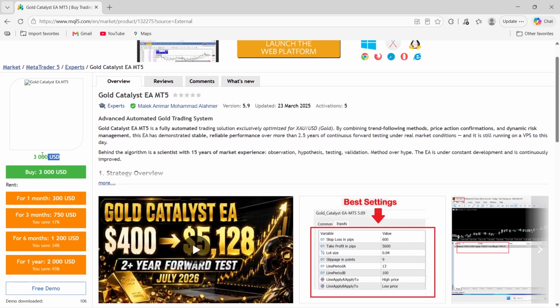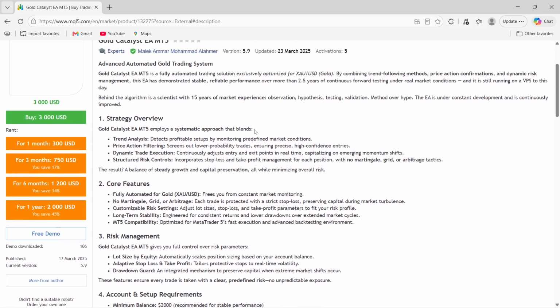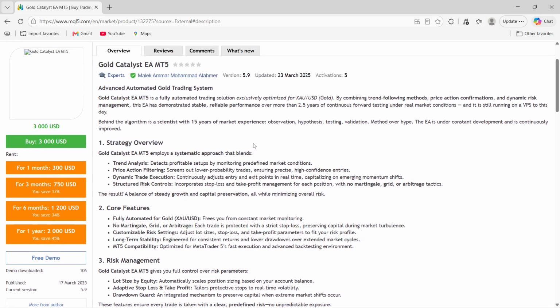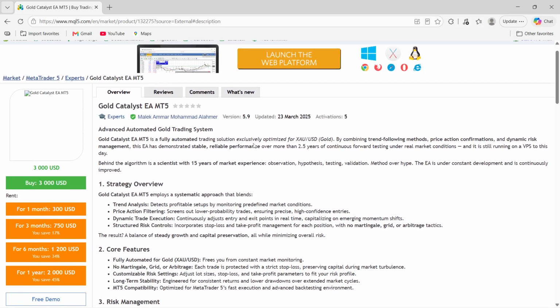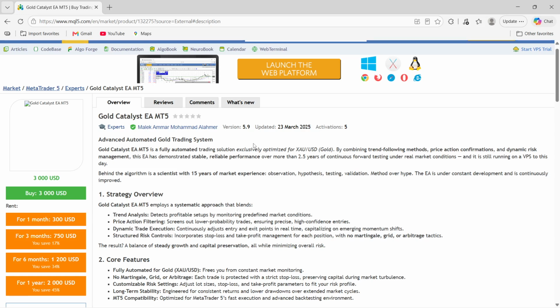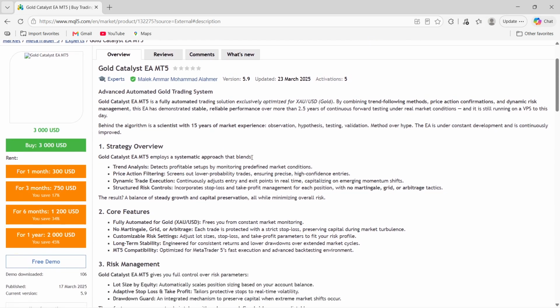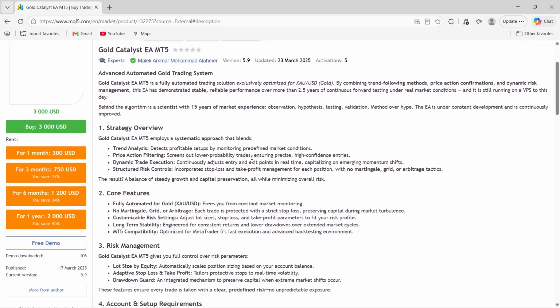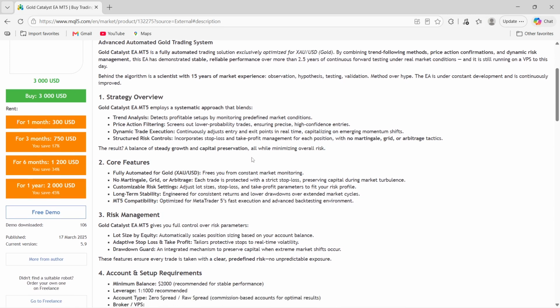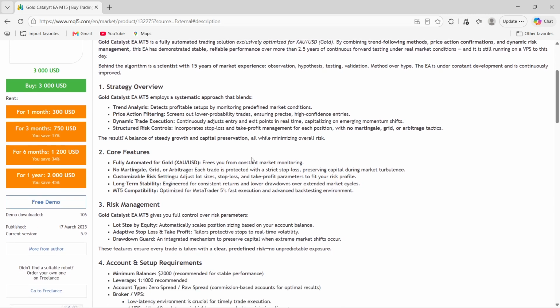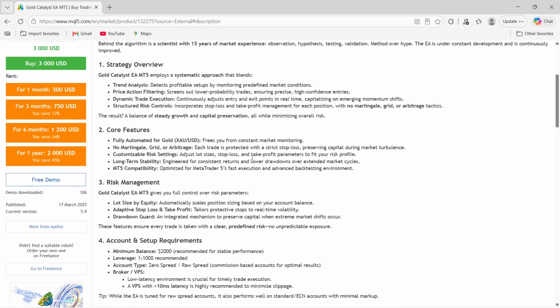This EA sold for 3,000 US dollars. On the MQL5 page, you can see that the EA is optimized for trading gold with catalysts like volatility spikes, news reactions, or key level breaks. It uses multiple factors to identify high potential moves in the gold markets. The EA includes adaptive management, risk controls, and features tailored for gold's unique behavior. It's designed for both short-term and swing opportunities on XAUUSD.